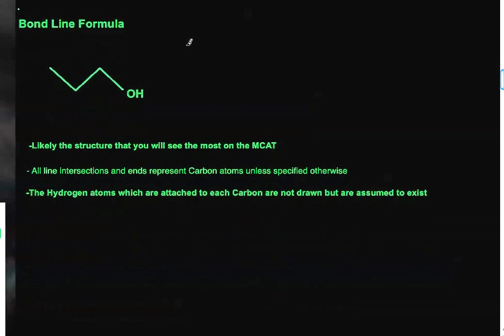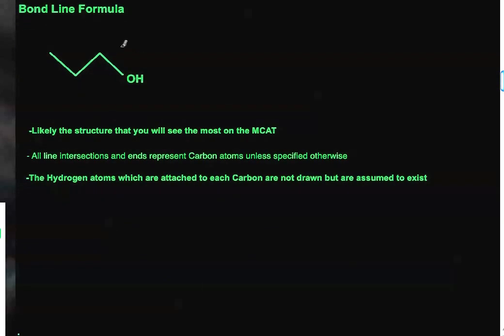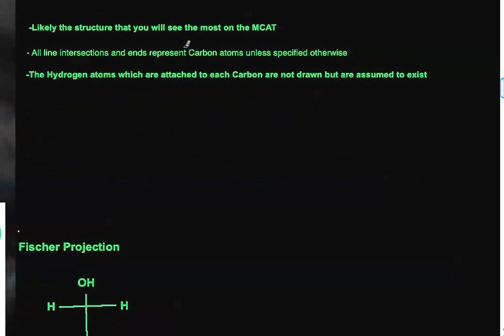The next structure that we're going to look at here is the bond line formula. Now this is probably going to be the most common structure that you see on your MCAT. And in this structure, all ends and line intersections are implied carbons. And on each of these carbons, unless otherwise specified, you're expected to see the maximum amount of hydrogens. So each carbon, unless shown otherwise, will be saturated.